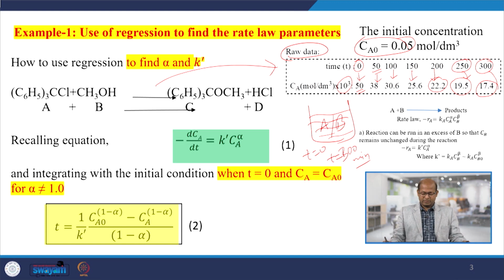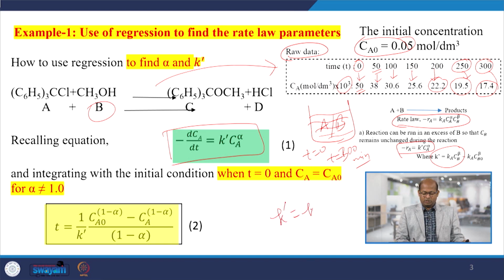So, for the batch reactor, let us say for this particular reaction we want to find a rate equation. So, the rate law we can write this way, or if we consider that the other component B is the other reactant, which we have taken in excess amount, we can put it this way, and this would be the rate equation: minus dC_A by dt equals k prime C_A to the power alpha. This way we can write our equation. Here k prime equals k_A into C_B to the power beta. So, this way we are considering.